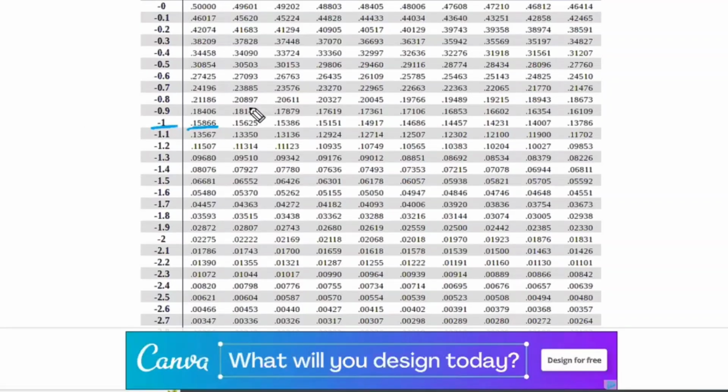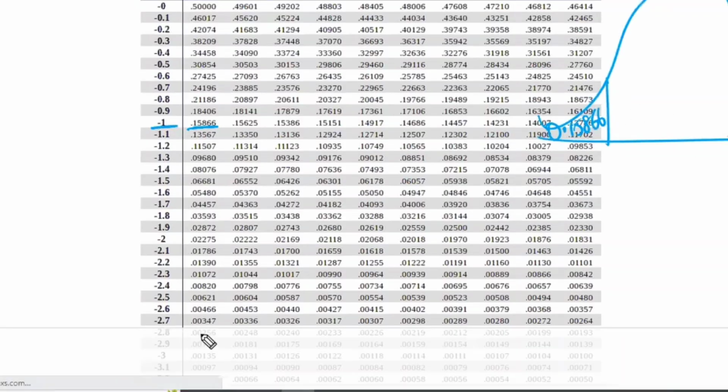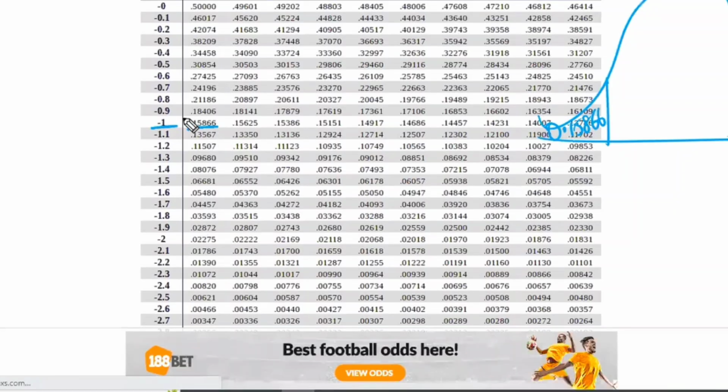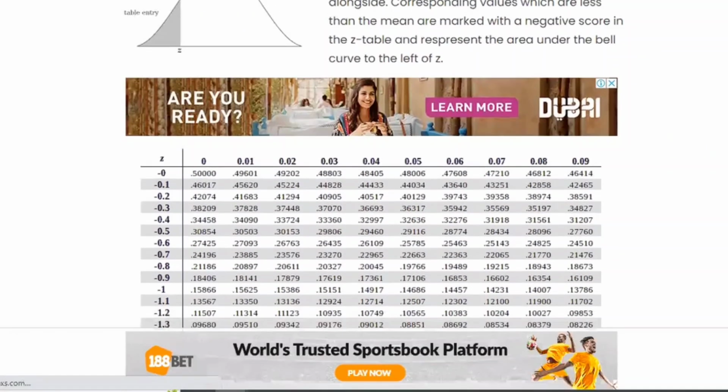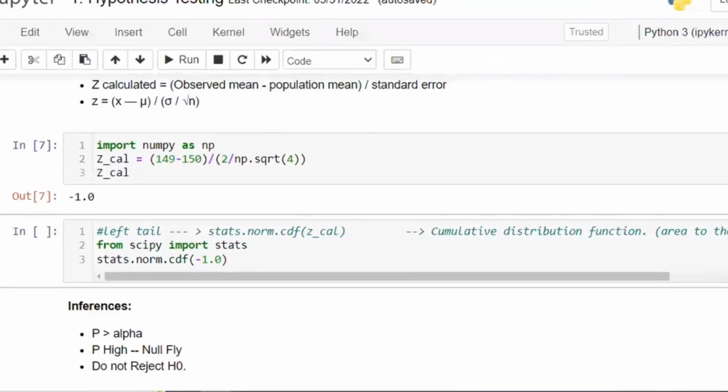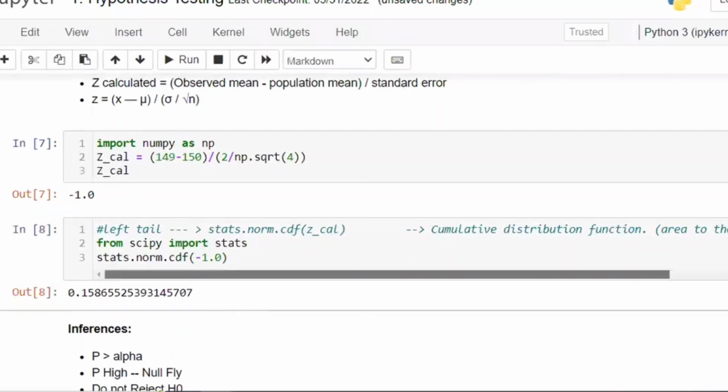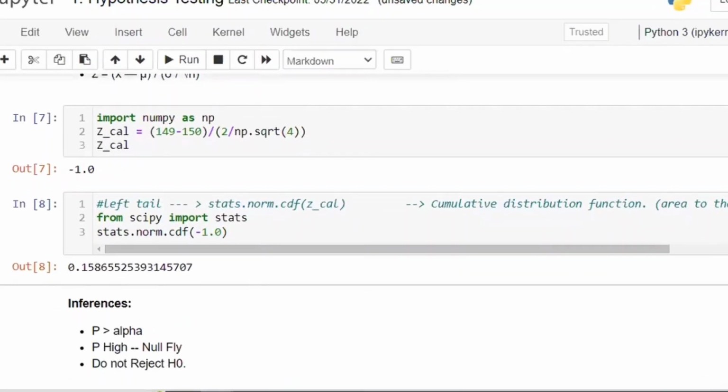For minus 1.0, 0.185 is the area, 0.18566 is the area. And now, is this area the left side area or right side area? You also want the left side only. Then you do not need to do 1 minus, because this has given the left side area only and you require the left side area only, because it is a left tail test. So just apply stats.norm for minus 1.0, the same as whatever you have seen in the Z table.